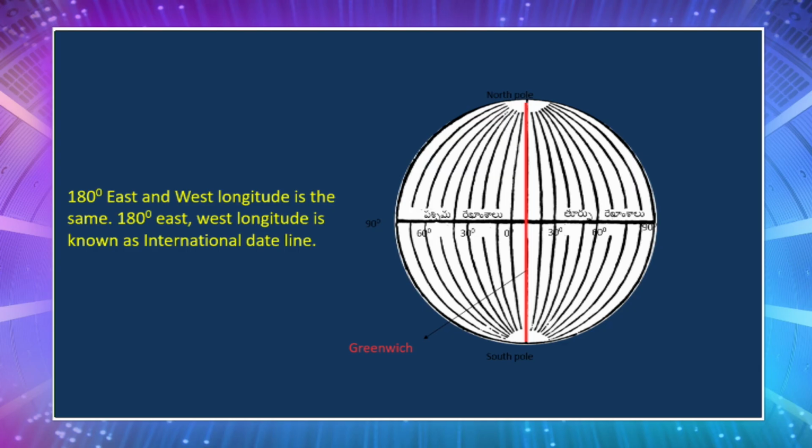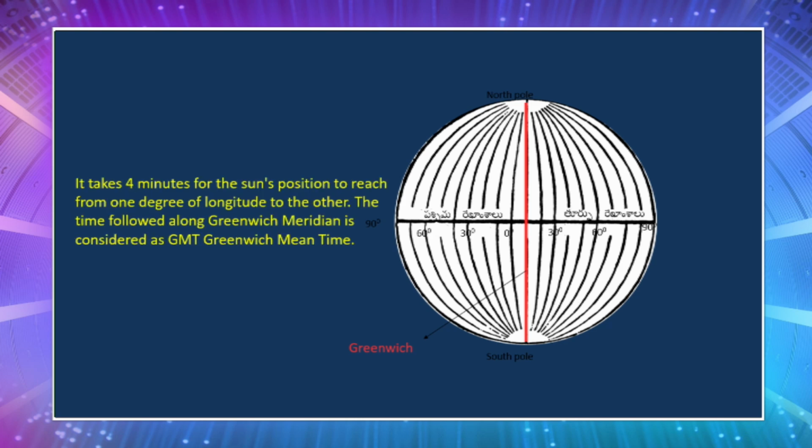Though latitudes are 90 towards the northern hemisphere and 90 towards the southern hemisphere, including the equator, they are 181. Whereas here, because 180 degree east and west longitude is the same, there is no variation in the total, that is, total longitudes come to 360. It takes 4 minutes for the sun's position to reach from one degree of longitude to the other.